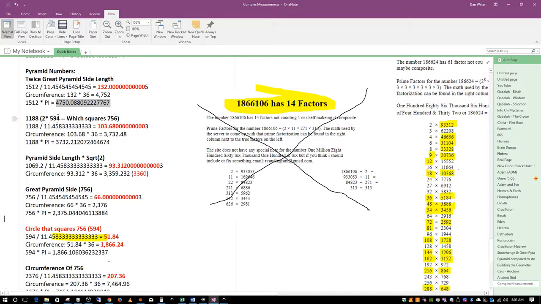1188, which is twice the 594, and it's what squares the 756. So now, since it's an 11 circle, we use the 4583, right? So we take the 1188 divided by that, and we get 10368. Look how clean it is. And then this is our circumference, and this is what it looks like with pi.